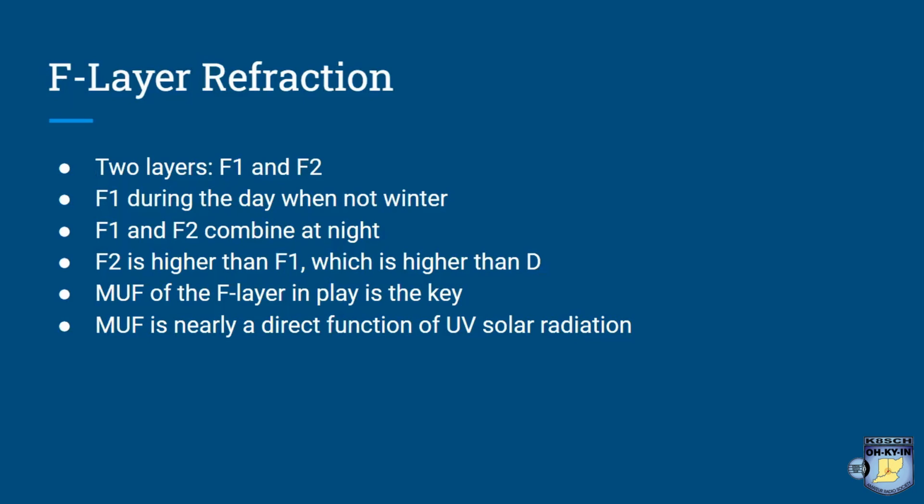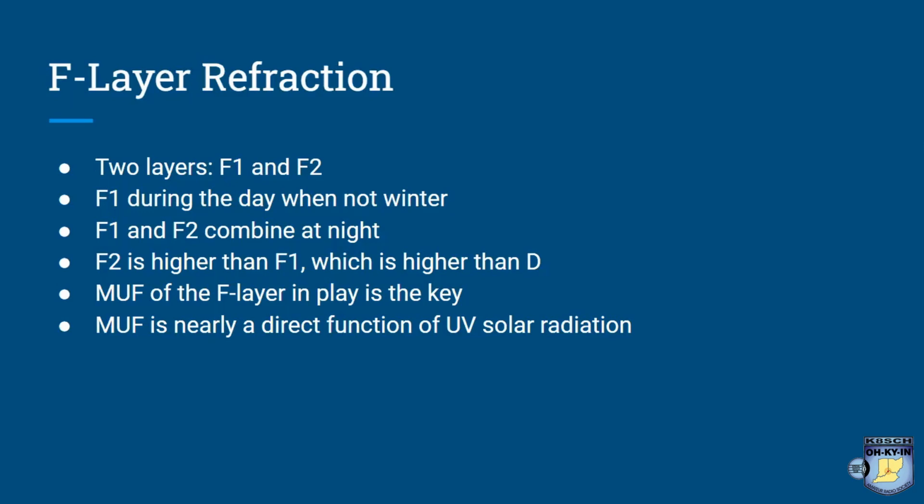And at night, the F1 and F2 combine because the F layer is completely driven by UV solar radiation. As soon as the sun goes down, the two layers begin to move to each other and become one layer. F2 is higher than the F1, which again is higher than the D. There's lots of different layers. Those are the key three. Don't worry about E. I didn't put anything about E in here. E can't come into play, but that's not too much to worry about.